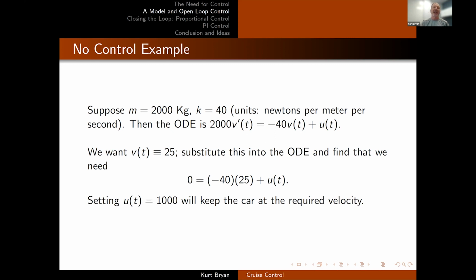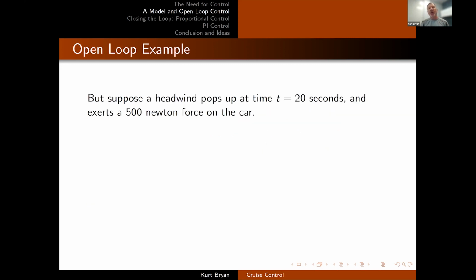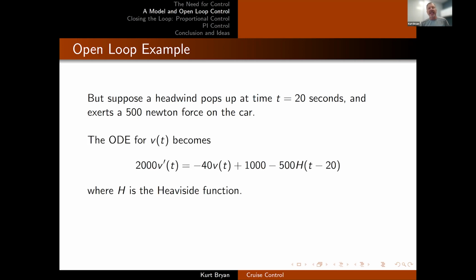Now, as I said, that's fine as long as nothing changes. But suppose we're driving along and at time 20 seconds, a headwind pops up and puts an additional 500 newton force on the car. Well, now our control solution of 1,000 newtons is not sufficient to maintain speed. In this case, the ODE for the velocity of the car becomes what you see there, where h is a Heaviside function. The solution to that is not a constant v(t) of 25 meters per second. And in fact, at this point, it's easy to solve this ODE using Laplace transforms.